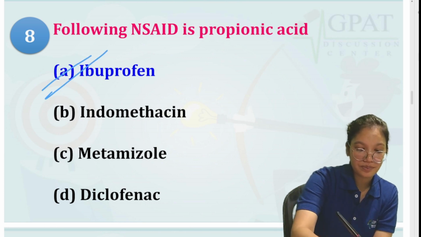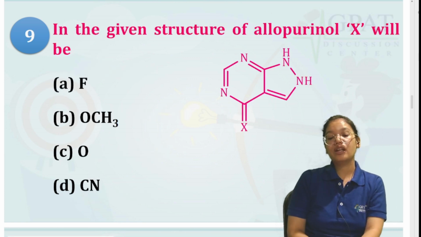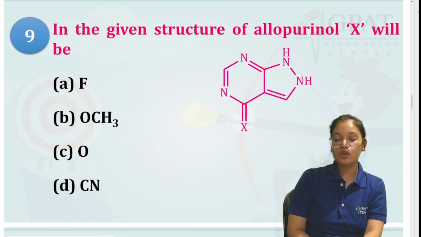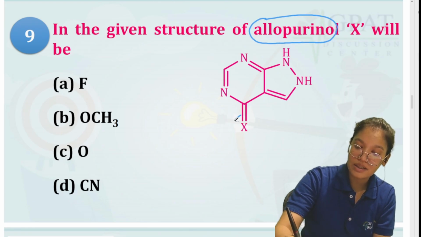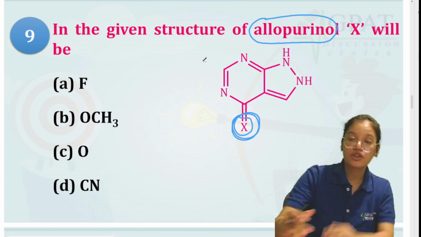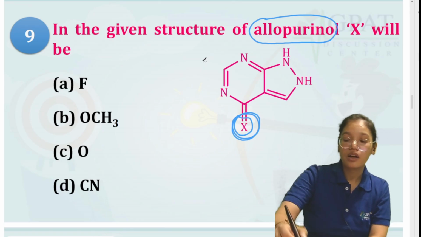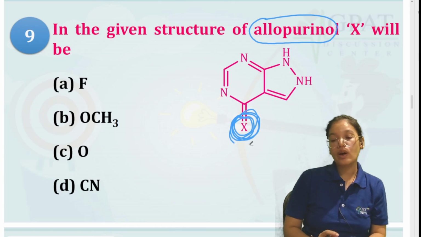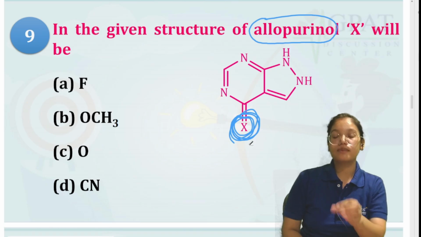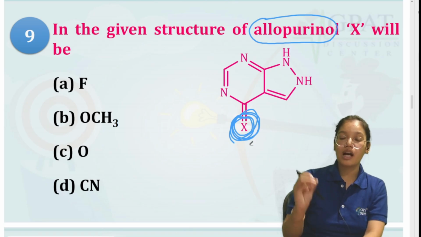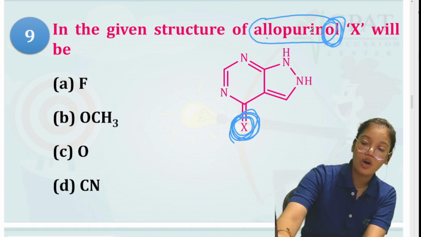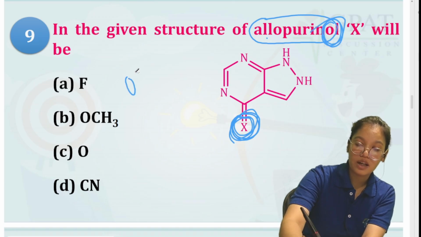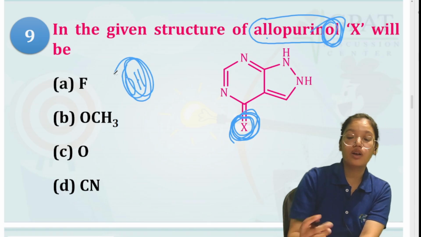So A. Now the next question: in the given structure of allopurinol, X will be. So they are saying allopurinol and they are asking for the X. So this is the structure of allopurinol, but what is the X here? So allopurinol, the name says its structure, or the answer is in the question only. So allopurinol, the 'ol' group: 'ol' means alcohol group, that is, it should contain an OH group.